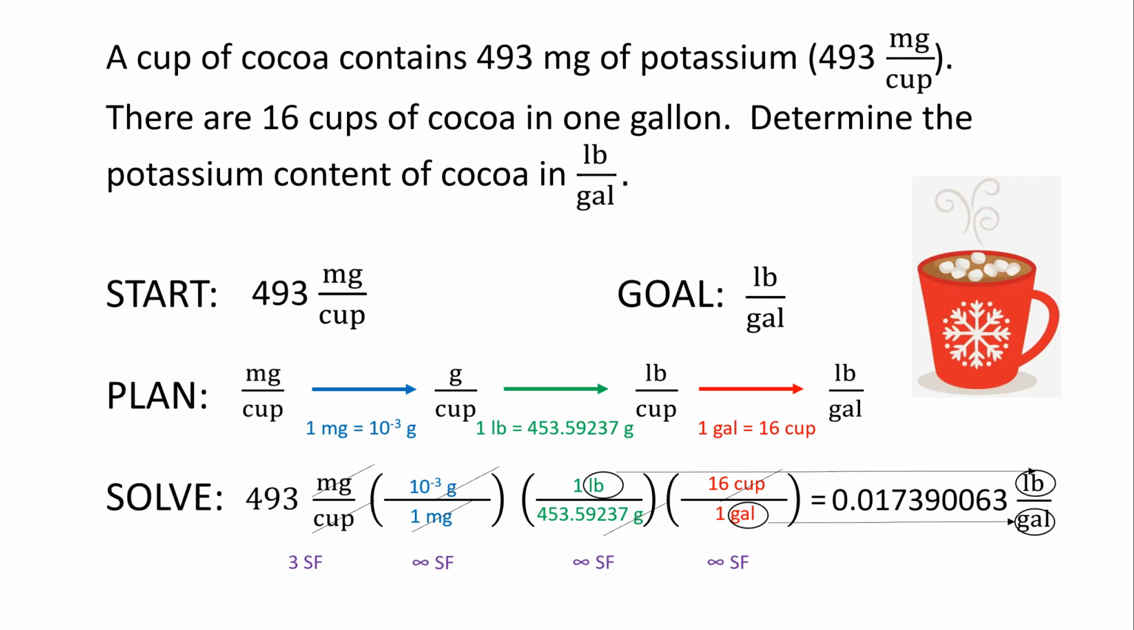Remember, those leading zeros are not significant digits, so we're not going to count them. We'll start counting with the 1, the 7, and the 3, and look what comes after the 3. It's a 9. So that 3 is going to round up. So our end result is 0.0174 pounds per gallon.